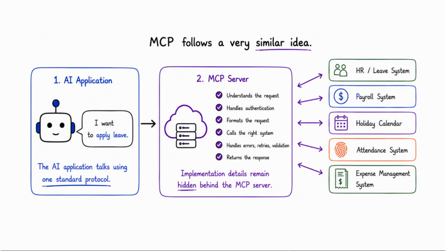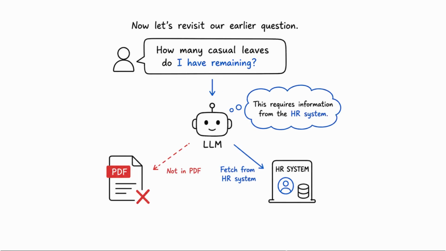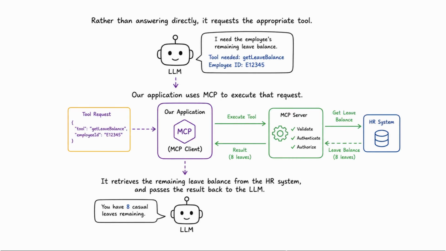The implementation details remain hidden behind the MCP server. Now let's revisit our earlier question. How many casual leaves do I have remaining? This time, instead of searching a PDF, the LLM determines that it needs information from the HR system. Rather than answering directly, it requests the appropriate tool.